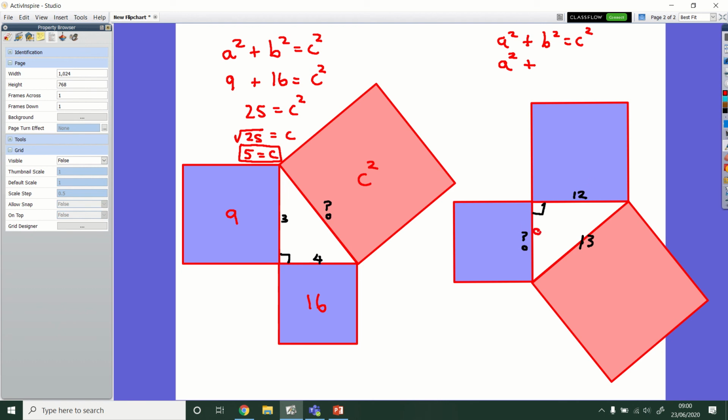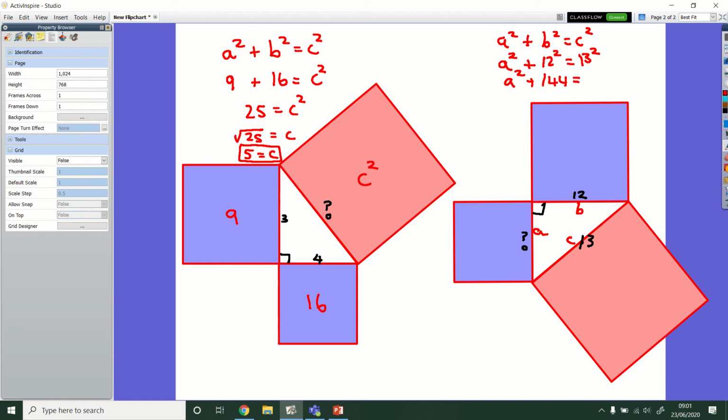Let's put down how we're levelling up. So A, B, or maybe put it underneath. That's better. And C. A squared we don't know. B squared is 12 squared. C squared is 13 squared. Okay, then I can fill in the numbers that I know. I can do 12 squared and 13 squared. And that's going to be the areas of the squares.